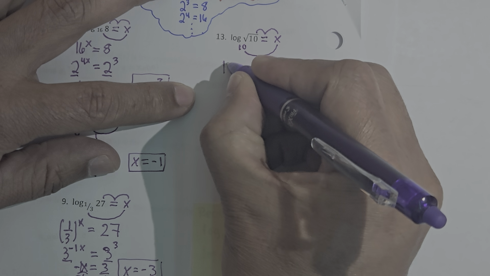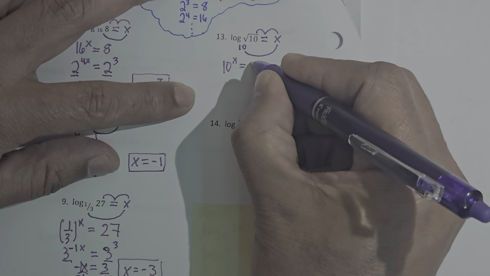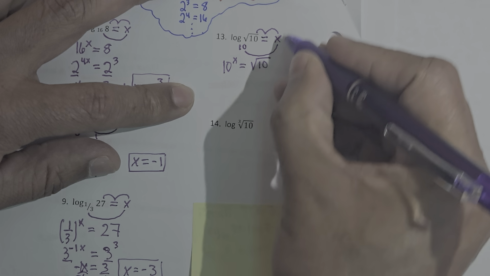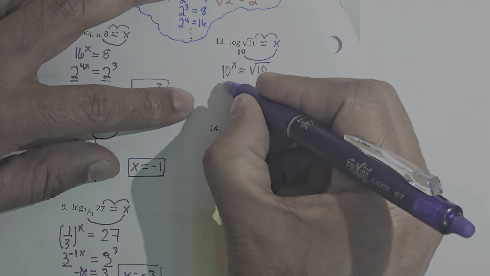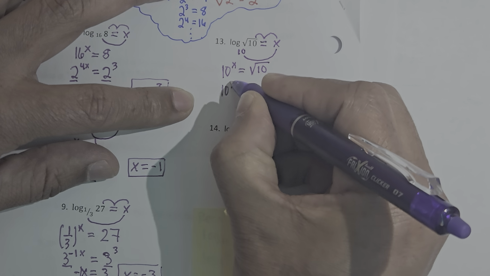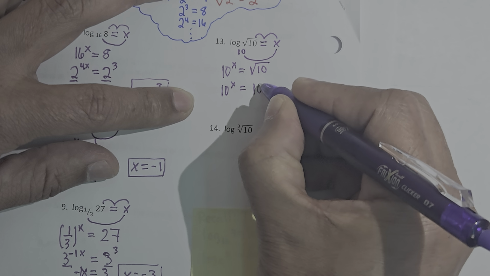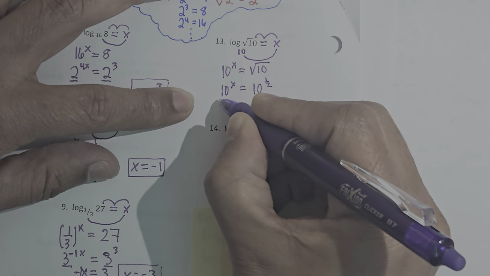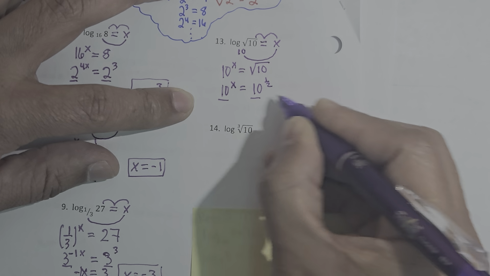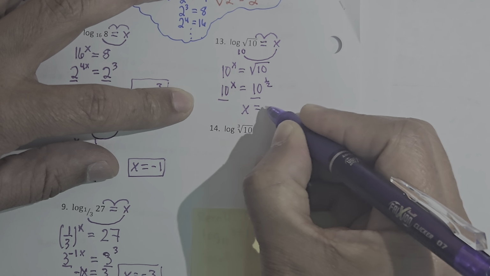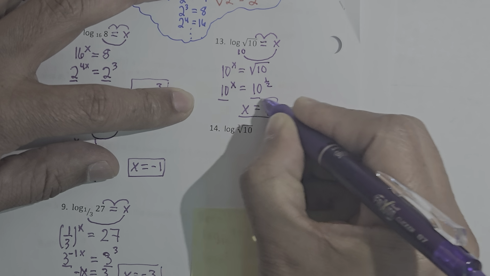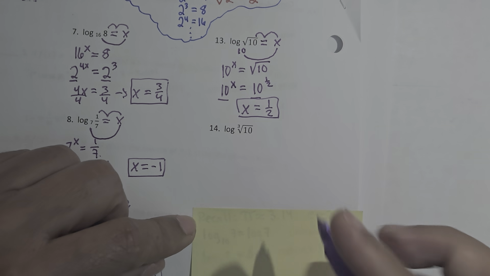So then I'm going to write it down: 10 to the power of x is equal to the square root of 10. But then I'm going to use the fact that the square root is the same as a half power. So then this means that 10 to the x is equal to 10 to the half power. Since we have the same base, again, we just set the exponents equal to each other, which means x equals 1/2. Okay, and we're done with that one.